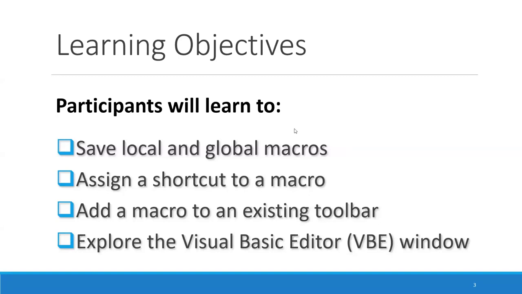We have a very interesting class today. So here are the learning objectives. In today's class, you will learn to save local and global macros. You're going to learn also how to assign a shortcut to a macro, how to add a macro to an existing toolbar, and I'm going to touch a little bit on the so-called Visual Basic Editor window. All right, so let's get into the first objective.